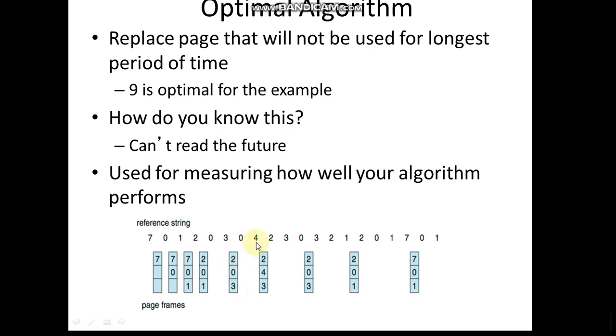0 is already available, so no page fault. 4 is a new page request that has arrived. So among 2, 0, 3, which is not used for the longest period of time in the future? You can just make an observation of these bits on the right hand side of the string. See, 2 is immediately requested, 3 is requested, 0 is not used for the longest period of time. So what we are doing is 0 is replaced by 4.